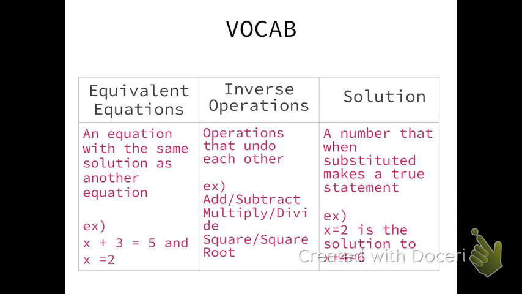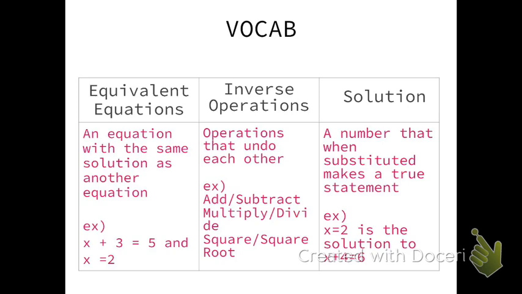When you solve an equation, each step along the way results in an equivalent equation. So equivalent equations are just equations that have the same solution. An example here that's given to you: one equation is x plus 3 equals 5, and another equation is x equals 2. Those equations are equivalent because they have the same solution.